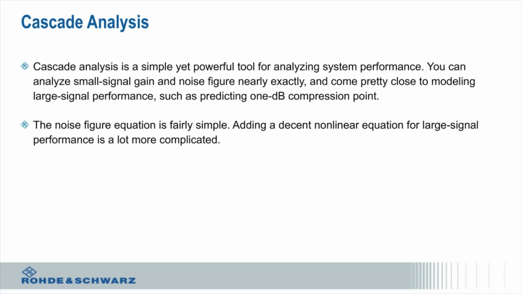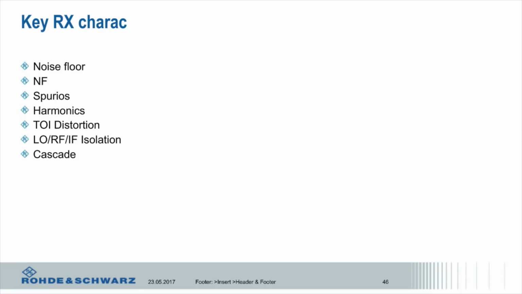Okay, so when we look at the overall characteristics, again, these are all things I've talked about. What's the noise for the system? What's the noise figure? Spurious, again, from mixers, harmonics, third order intercept, LO, RF, and IF. Isolation, that's really things bleeding from one port to another. And then looking at those things all being reduced to one single device.